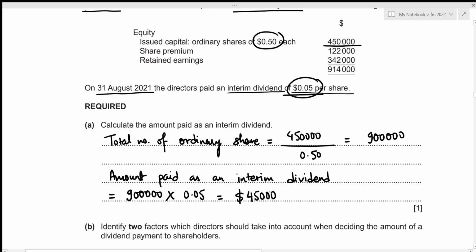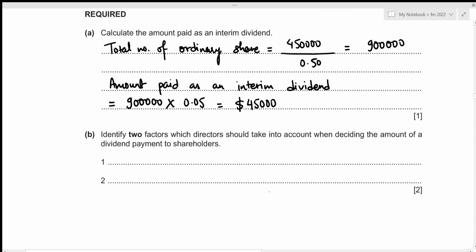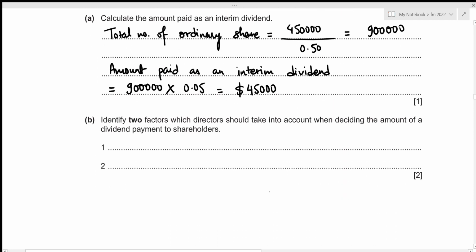Now we can move towards the second one. We now need to identify two factors which directors should take into account when deciding the amount of dividend payment to shareholders. So we know that dividend is distributed out of the retained earnings or the distributable profit, right? So the first thing that the directors should take into account would be the amount of retained earnings.